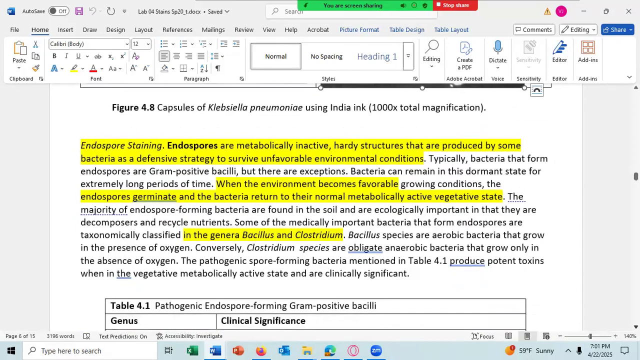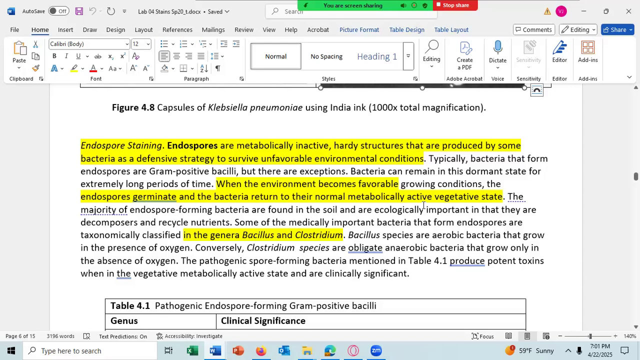All right, the endospore stain is a stain looking for endospores. They're a metabolically inactive, hardy structure produced by some bacteria, and they are a defensive strategy for the cell to survive an unfavorable environmental condition. When the environment becomes favorable, the endospore can then germinate, and then the bacteria will return to their normally metabolically active vegetative state. So the vegetative cell, the parent cell, is metabolically active, reproducing. It has its normal shape.